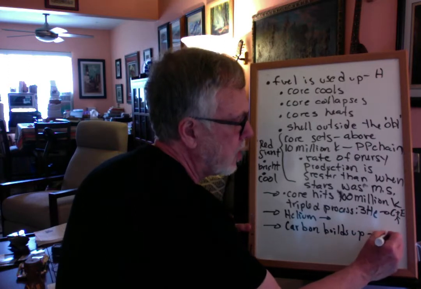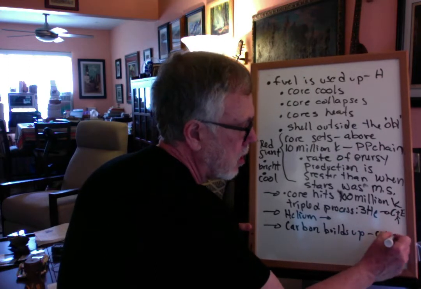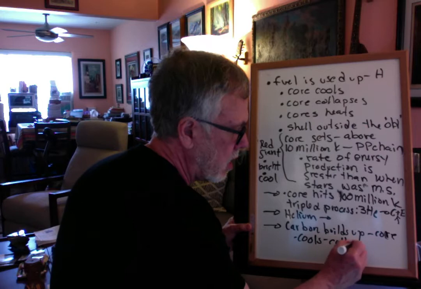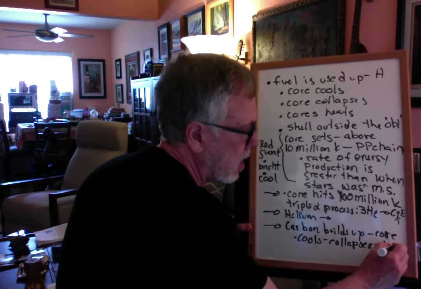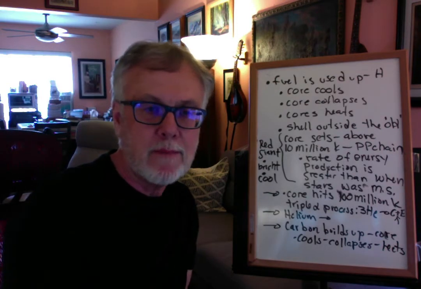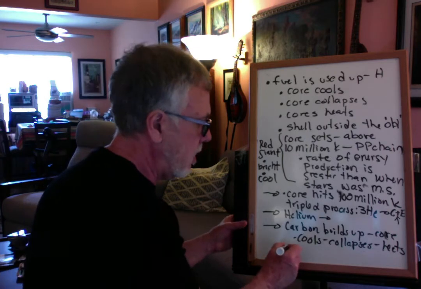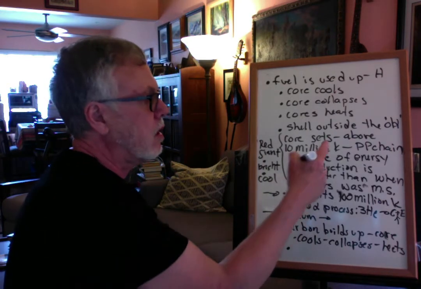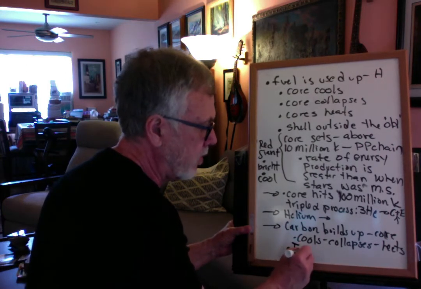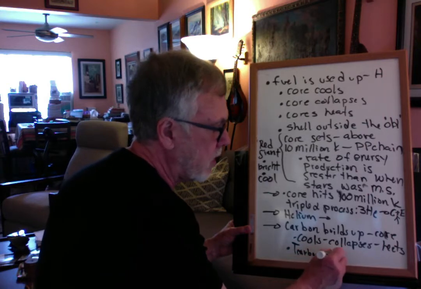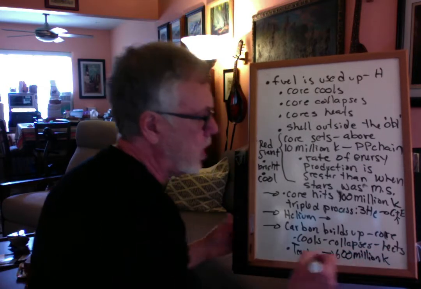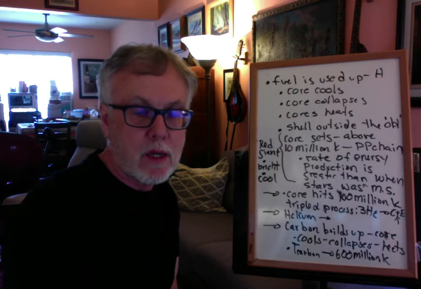The core cools, collapses, then heats from that gravitational energy. For a low mass star, what we said is that generally in order for carbon to be a fuel, the temperature in the core must reach roughly 600 million Kelvin. Huge temperature. And that's not going to happen.